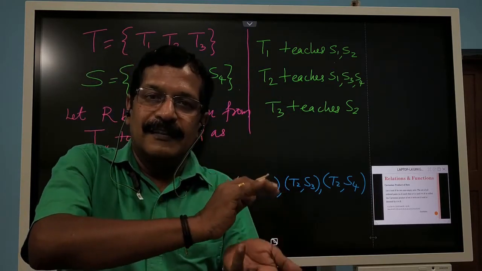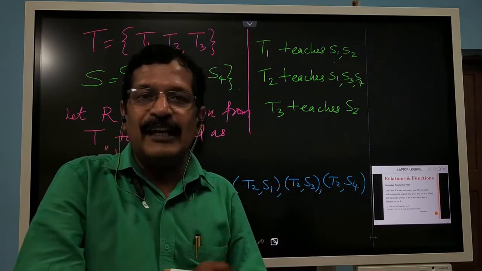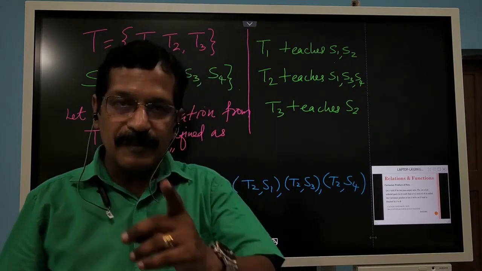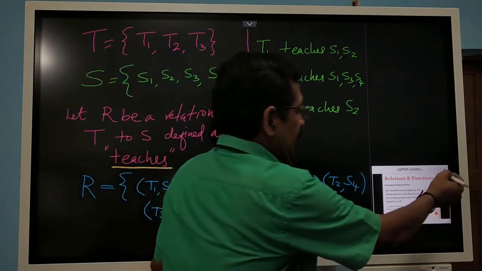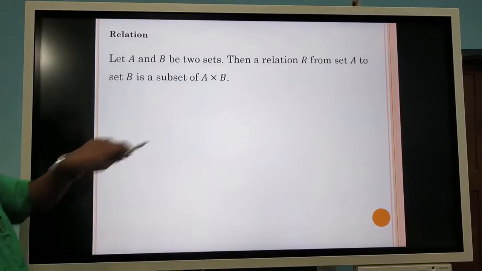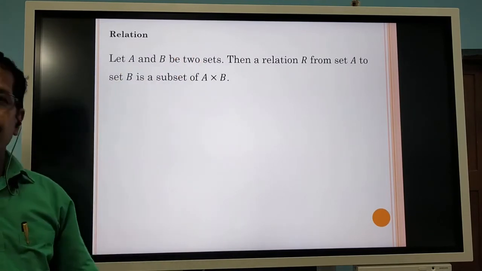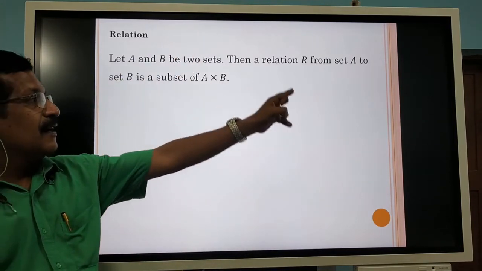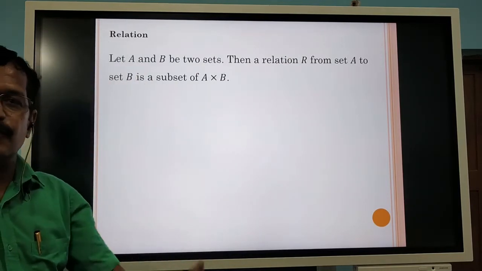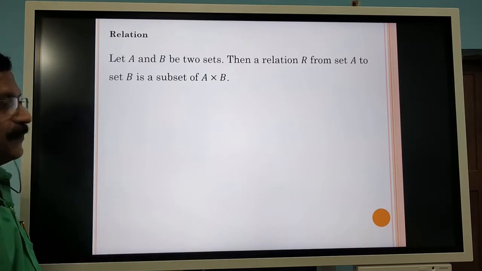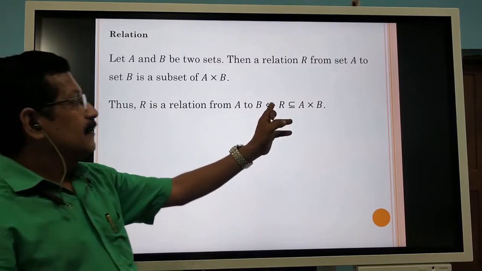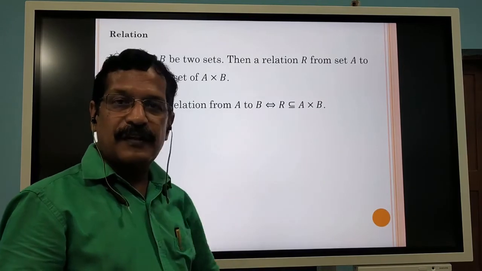So the relationship in our daily life is now connected to mathematics. So that is the definition of relations. Relation: let A and B be two sets. Then a relation R from set A to set B is a subset of A cross B. Just as we have discussed. Thus if R is a relation from A to B, then it implies R is a subset of A cross B.